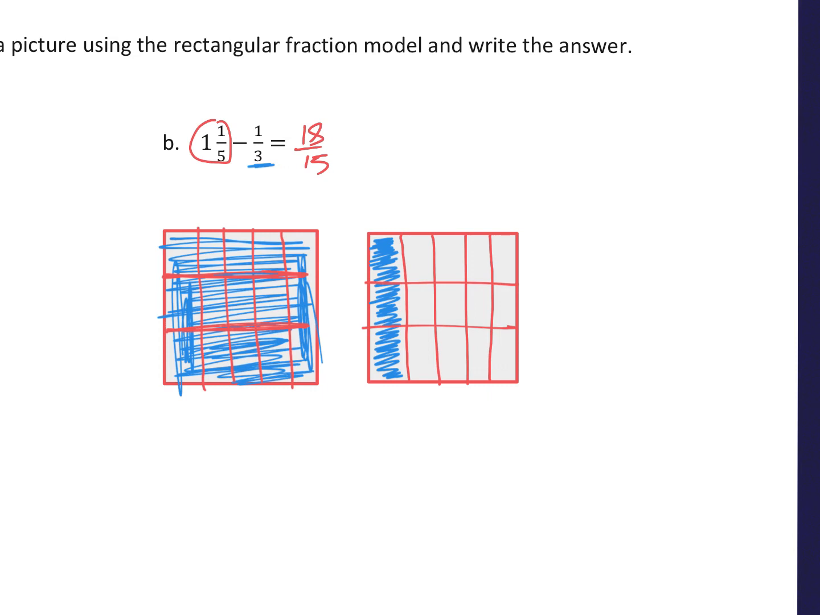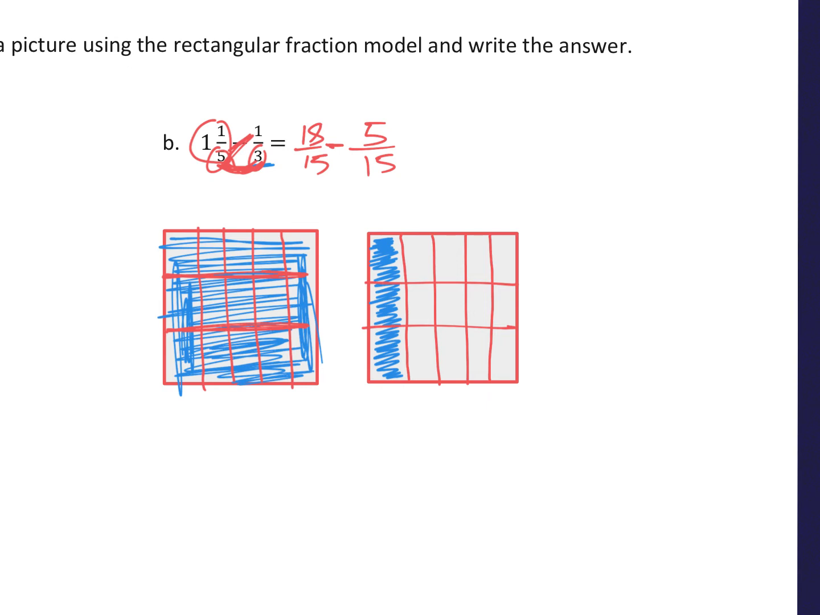So now we've changed the 5 to 15. Now we need to change the 3 to 15. And so what do I got to times 3 by? Well, I got to times it by that 5. And if I do it to the bottom, I got to do it to the top. So 5 times 1 is 5. And 5 times 3 is 15. So what I'm really doing is 18 15ths minus 5 15ths.